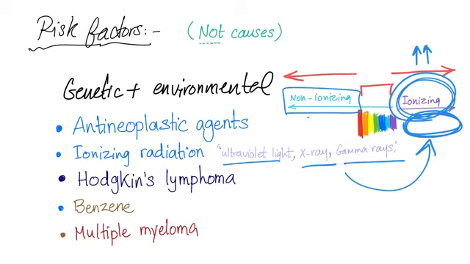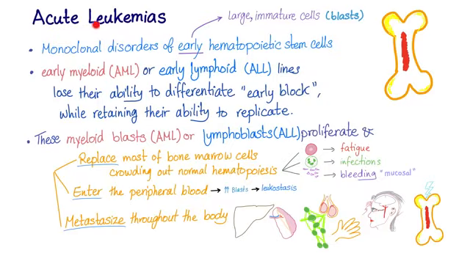What else? We have Hodgkin's lymphoma, we have benzene, and we have multiple myeloma. Cool. Acute leukemias, monoclonal. Of course, any cancer is monoclonal. Disorder of the early hematopoietic stem cells. Early means the cells are large. They are immature cells called blasts. Of course, as you know, immature cells are larger than the mature cells because as we go down through the process of hematopoiesis, cells mature and they decrease in size.